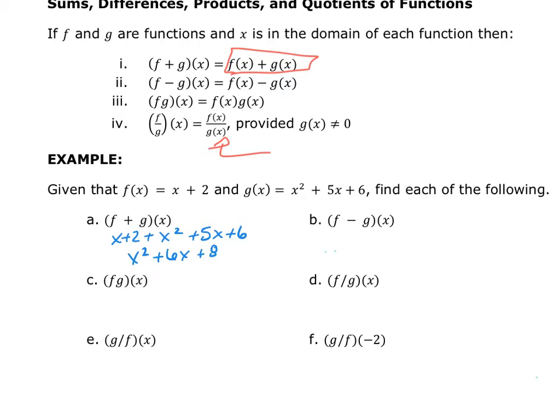Okay, so with B, you've got to make sure that you pay attention to your negative signs. It looks like we've got some agreement here. And so we've got x plus 2, and then it's minus this entire quantity, x squared plus 5x plus 6, which means we have x plus 2 minus x squared minus 5x minus 6. Writing it in descending order and combining up like terms, I get negative x squared minus 4x minus 4. Looks like we have agreement there.